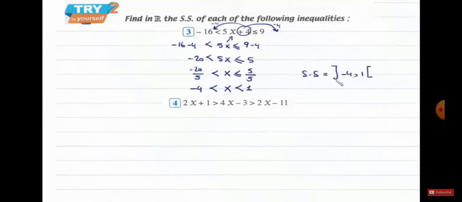Then we can say the solution set is x > -4. Then put -4 on the left without equal, so put it open, and 1 on the right, and there is equal, so put it closed.